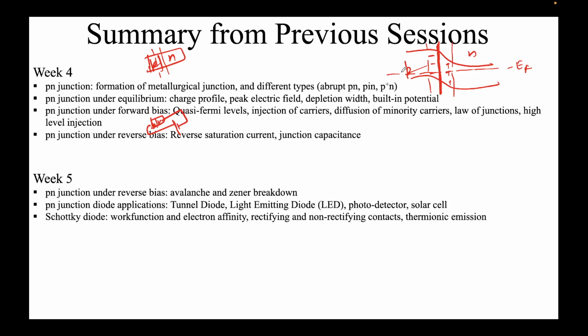Next we talked about the p-n junction in reverse bias, which is again, as the name suggests, now the p side will be connected to the negative terminal of the battery. So in this regime, we saw that a very small amount of current flows, and this current flow is predominantly due to the drift of the carriers which have somehow reached the widened depletion region. In this case, the depletion region is usually very wide.